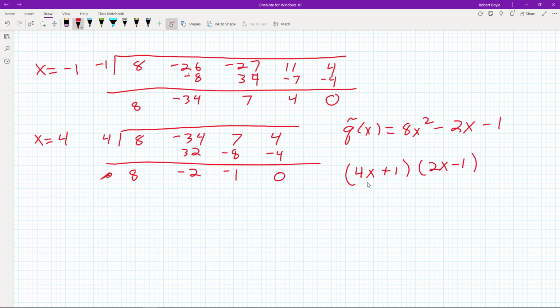Is that indeed the case? Well, here's our 8x squared. This gives us a minus 4x. This gives us a positive 2x, which combines to a minus 2x, and we have a minus 1. So this right here are our factors.